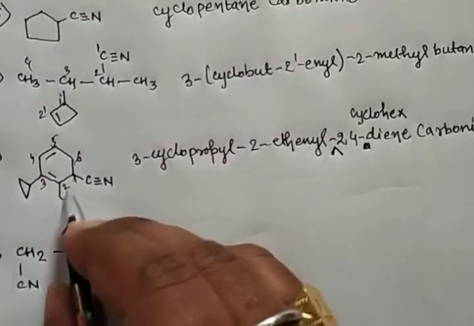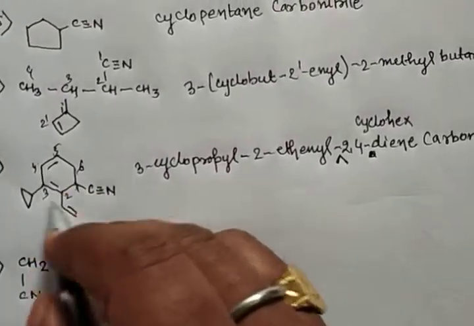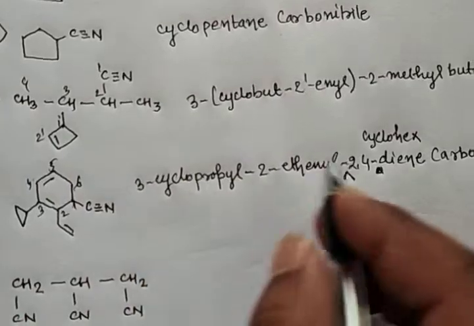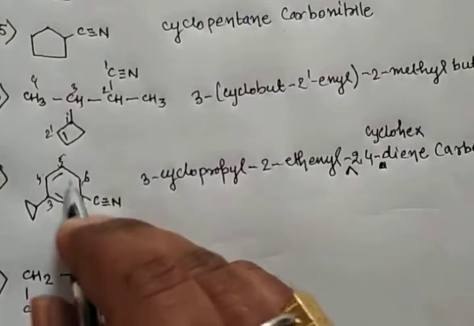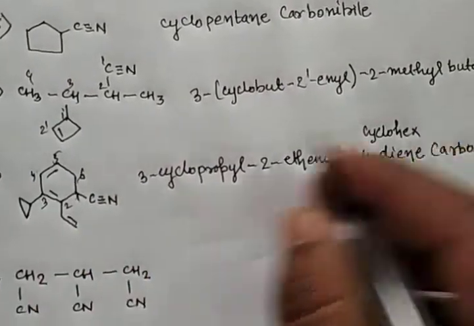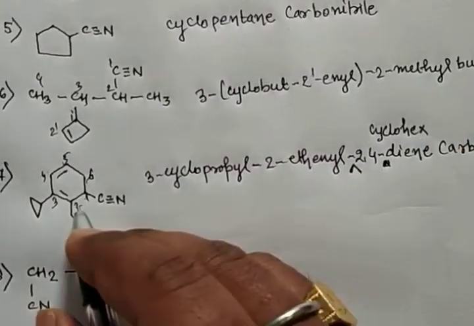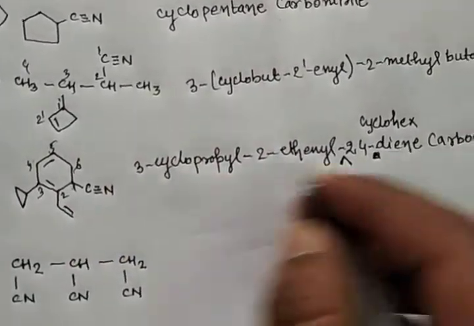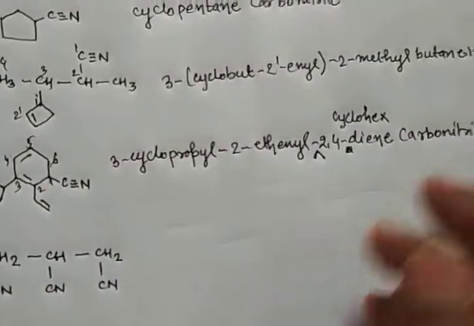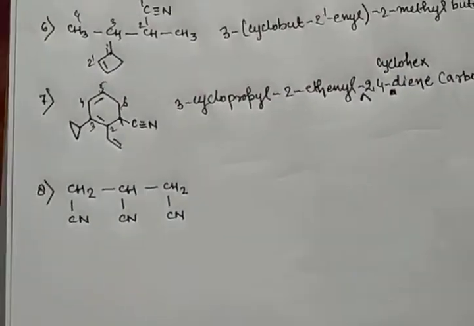3-cyclopropyl, 2-ethynyl, and then the ring contains 2 double bonds. So cyclo, there is hexane, there is a double bond, it means cyclohex, and the positions of the double bonds are 2 and 4, 2,4-diene, and the CN is directly attached to the ring, it means carbonitrile.